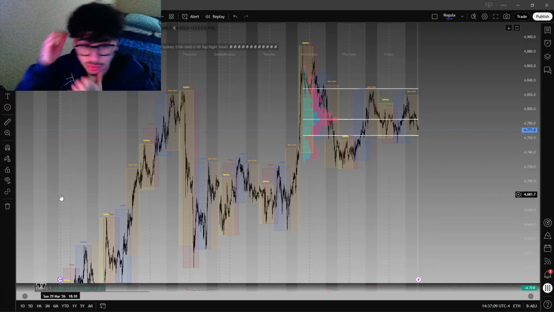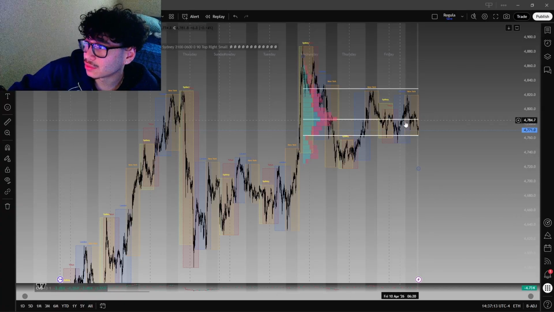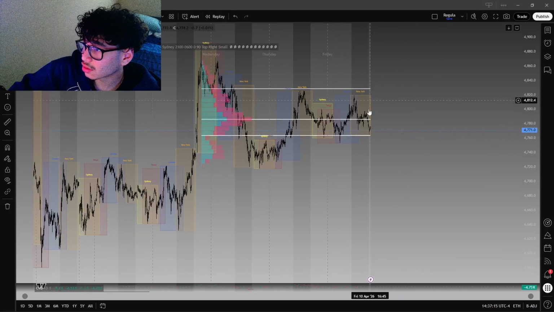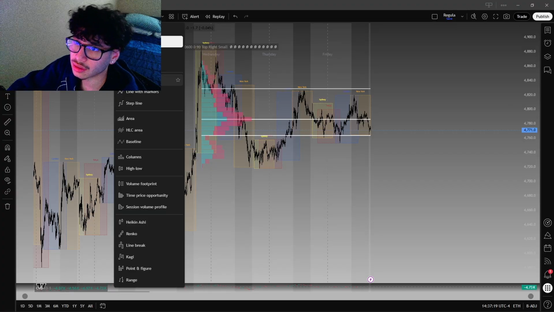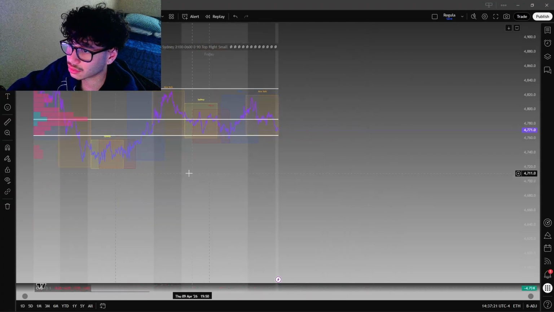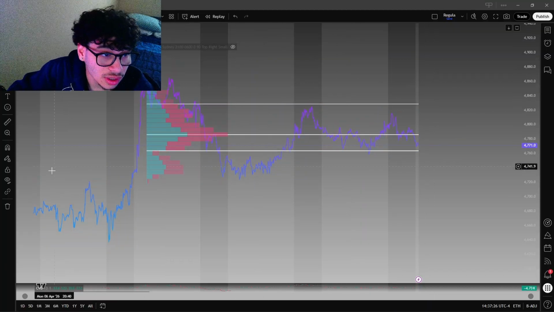Both buyers and sellers were most active here. So what would happen is price keeps coming back to it. As you can tell, it's been just waving in between it. And sometimes if you were to turn the candles off and use lines, it can make it a little easier to identify trends and whatnot.